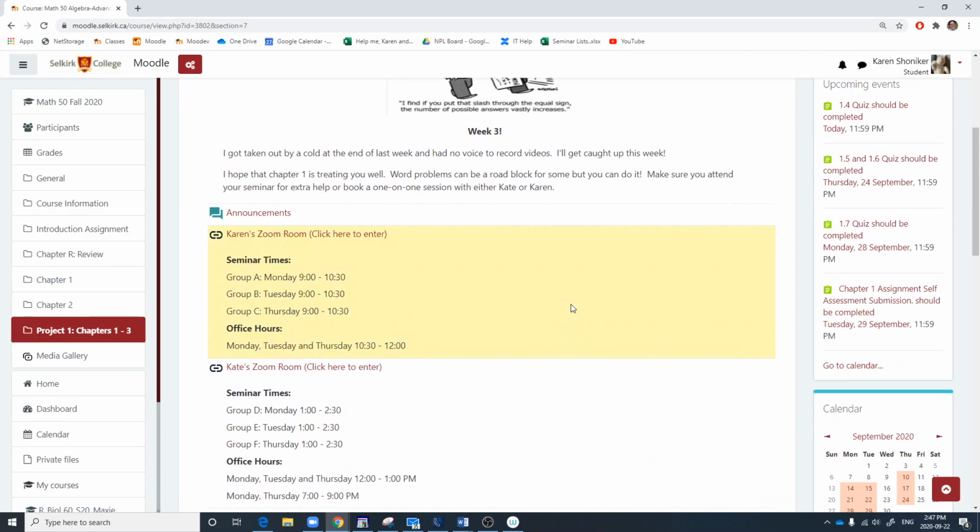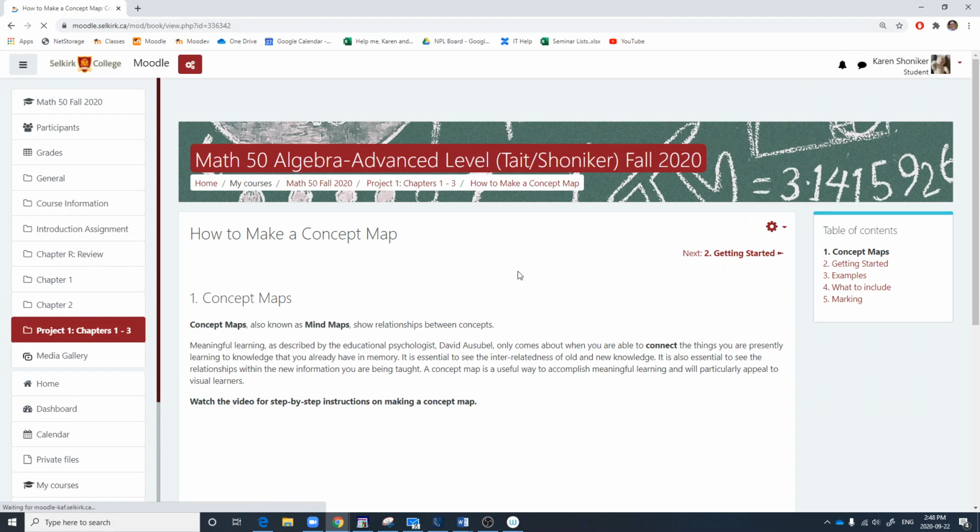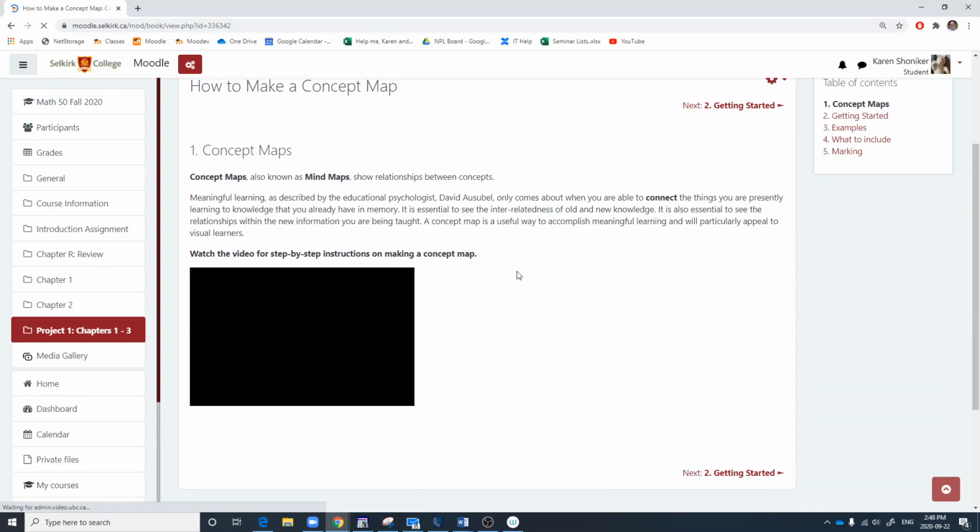And then part 2 of your project is a concept map. Concept maps are moving you towards higher order thinking skills, from knowledge to connection. So you're not just spouting out how to do a specific question, you're looking at how that question relates in the grand scheme of things. There's a book here that was created to talk you through how to create a concept map.